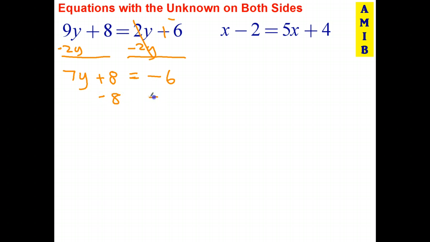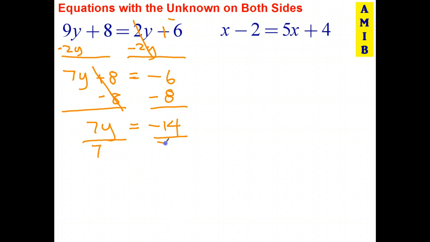Minus 8. Minus 8. Those steps cancel out or end up just going to 0. 7y equals negative 6 subtract 8 is negative 14. Divide both sides by 7. And y is negative 2.